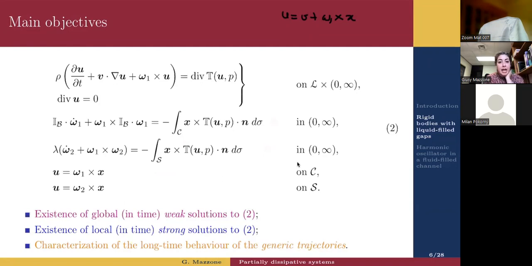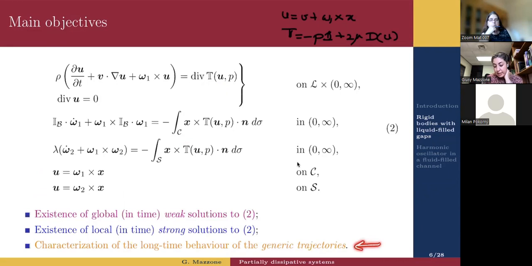Here we are talking about a viscous incompressible fluid. So T is the Cauchy stress tensor, and this is minus P times the identity plus two mu D(u), where D(u) is the rate of deformation tensor, basically the symmetric part of the gradient. To this equation we append a no-slip boundary condition, so basically we are imposing that the fluid velocity is exactly the velocity of the bodies at the boundary. And for this system, we are looking at the existence of weak solutions, strong solutions, and eventually, this is still a work in progress, the characterization of the long-time behavior.